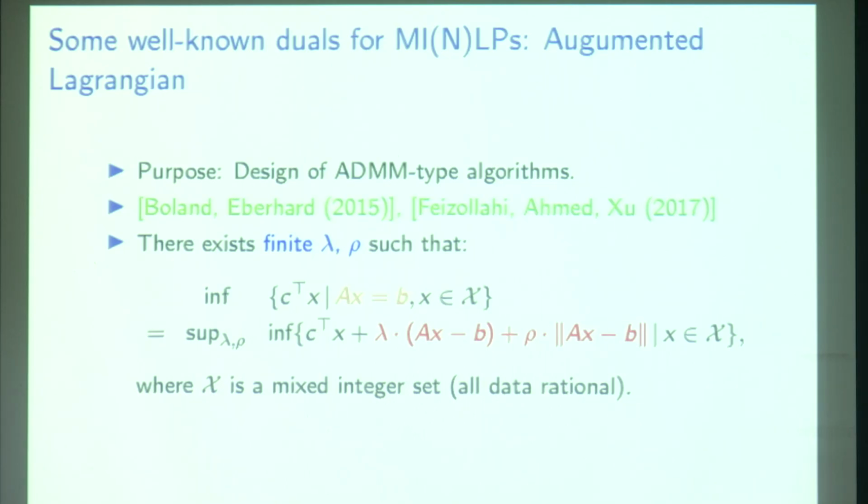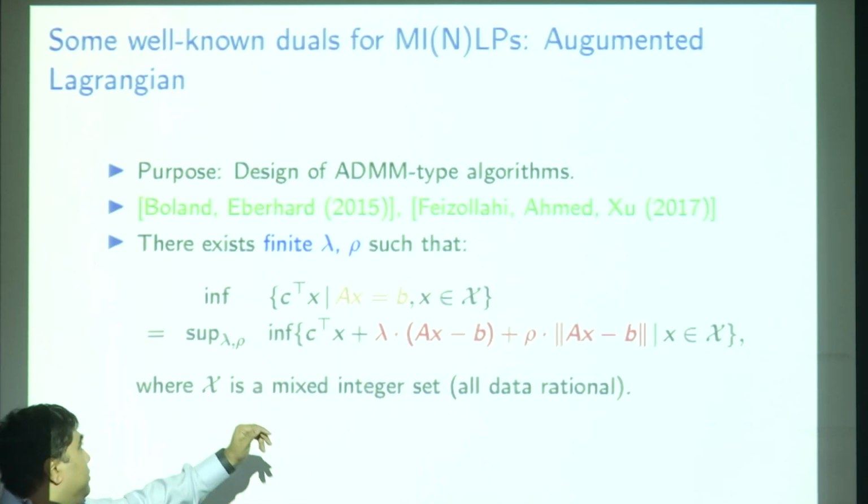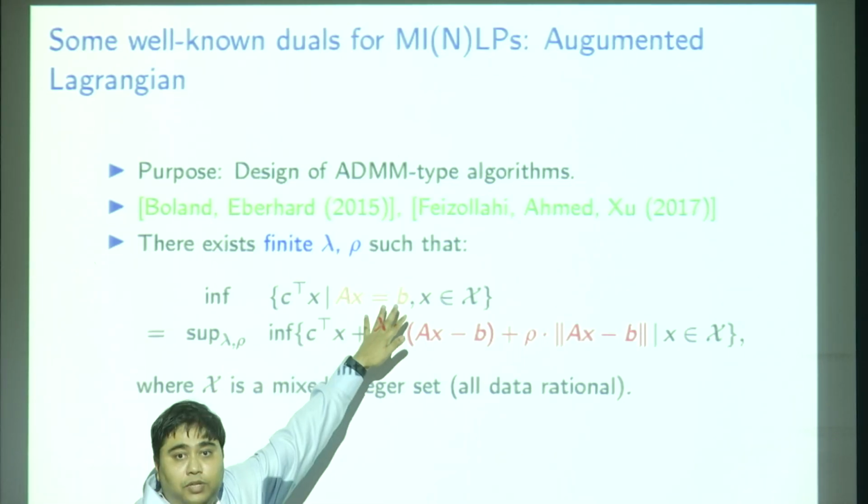If you have an IP which looks like this, curly X here is a mixed integer set. So some components of X are integer. There are linear constraints, using rational data, rationality is important. And then you have this constraint AX equals b. Okay? And it turns out, if you write this augmented Lagrangian, usually the Lagrangian is without this, and we'll actually talk a lot about Lagrangians later today. But you add this penalty term, which is not just the linear term but a norm term, then in fact the value of these two problems is equal. So there exist finite values of these dual multipliers. And in fact, you can say more about it; in some papers we looked at it. You can actually say that these are polynomial in the size of the input data.